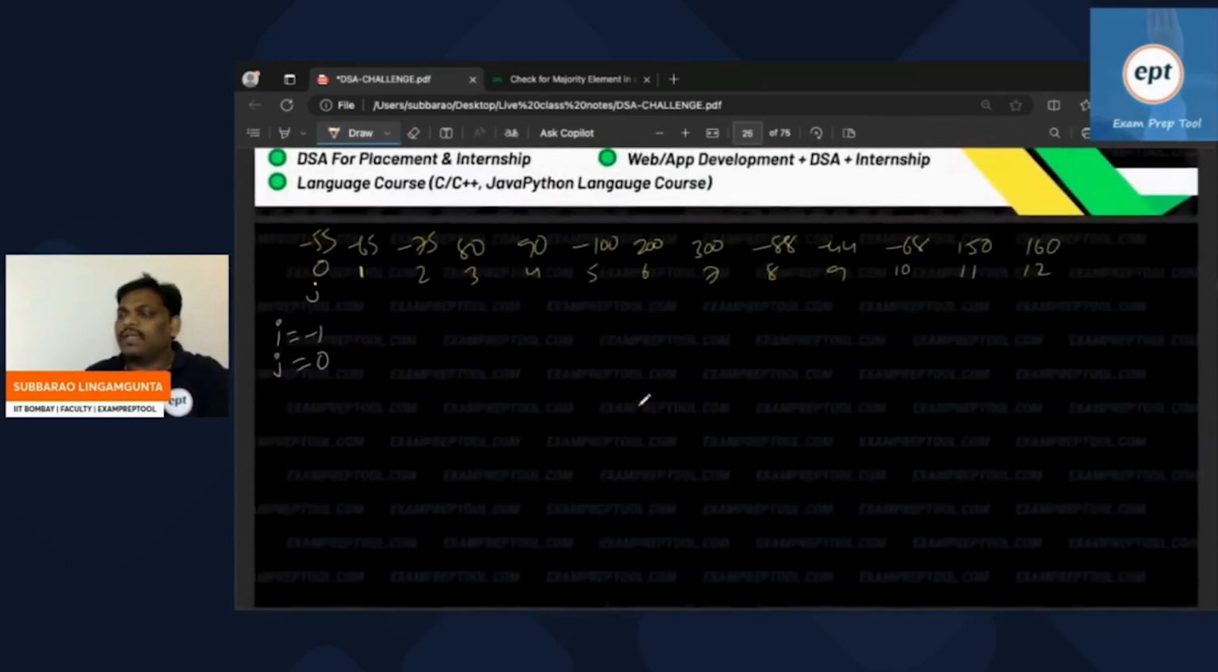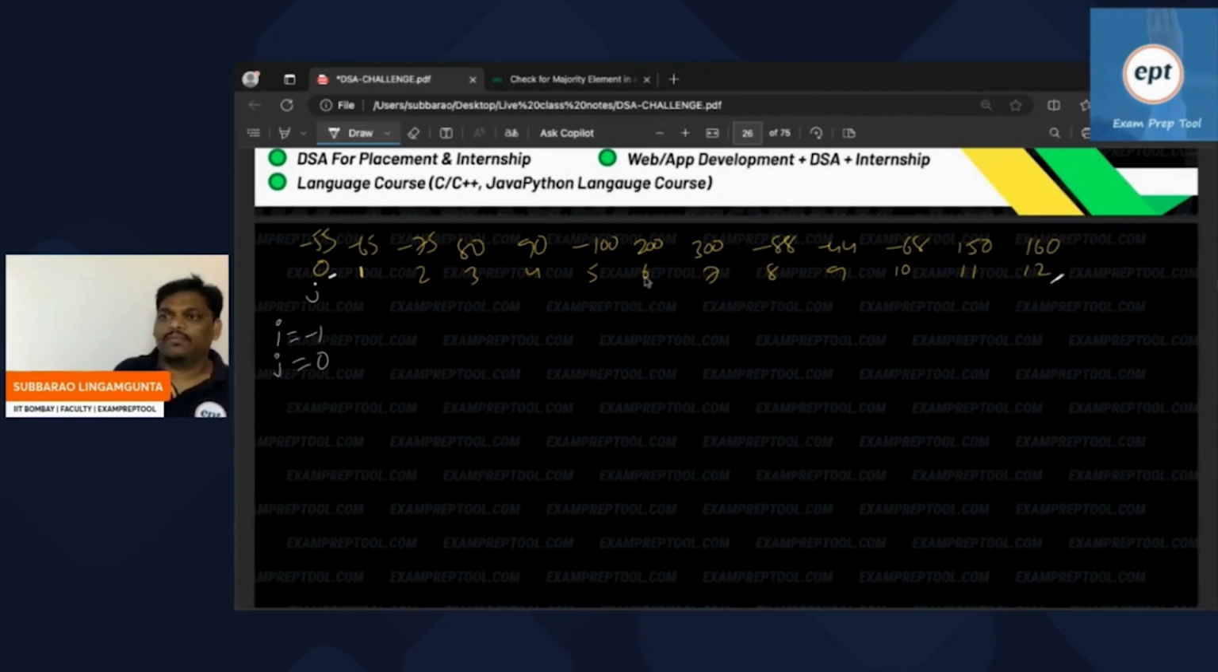So this is the array. To explain this problem, I took one array. Right? So this is the array. The array index is starting from 0 to 12, which contains both positive and negative numbers. I have to convert this array into positive, negative, positive, negative, positive, negative like that, or negative, positive, negative, positive like that. How am I going to do it?